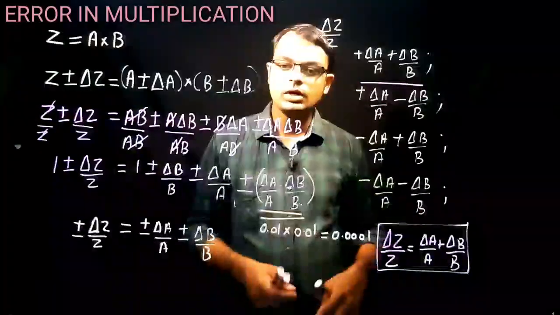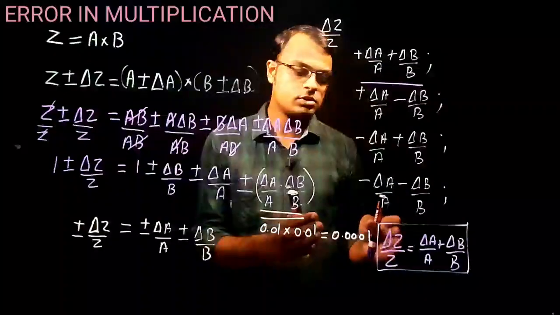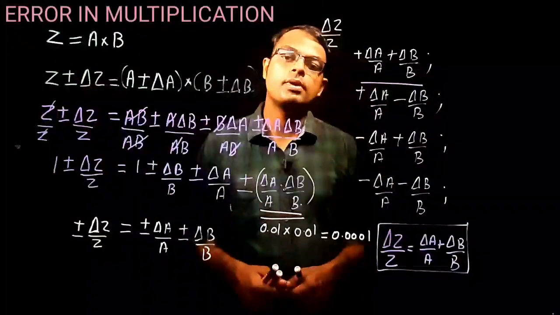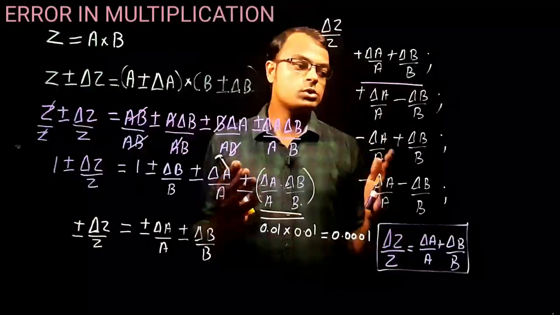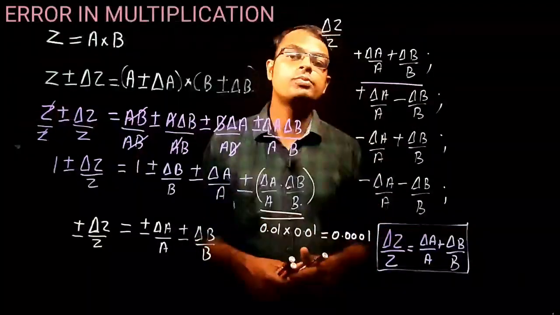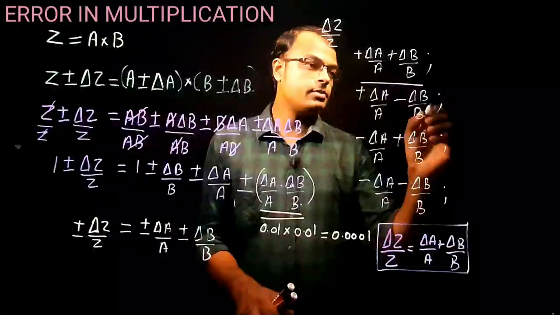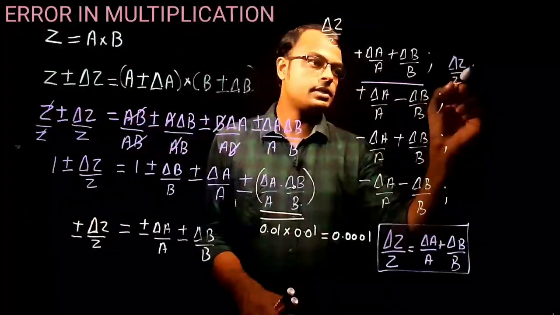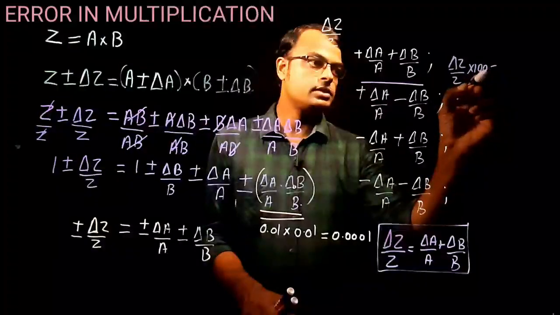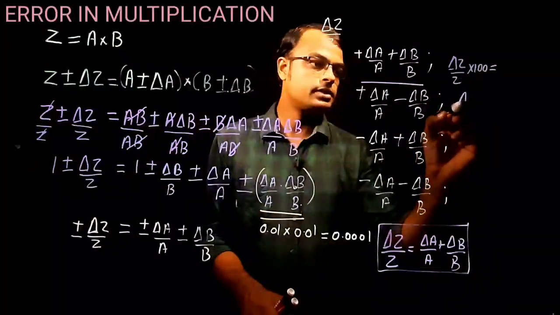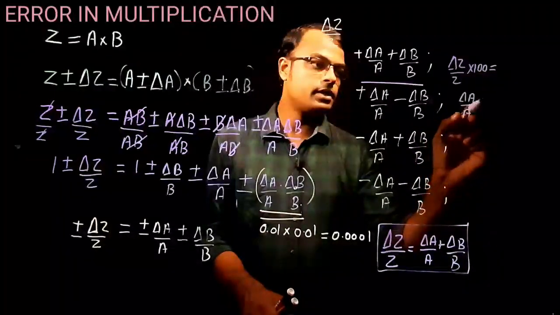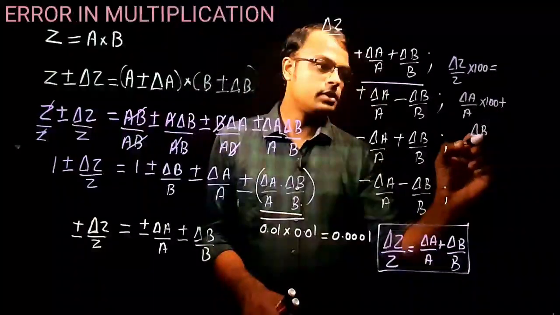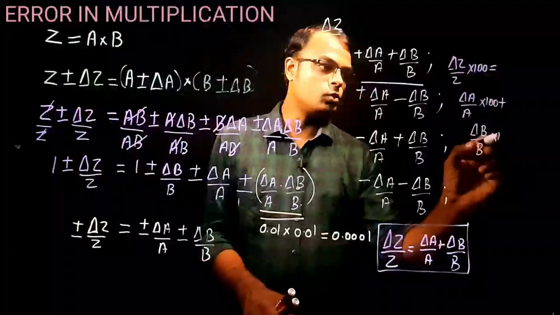So delta Z by Z is the maximum possible relative error while you are doing an operation such as multiplication. You can also write this in terms of percentage error. If you are writing in percentage error, you can write delta Z by Z into 100 is equal to delta A by A into 100 plus delta B by B into 100.